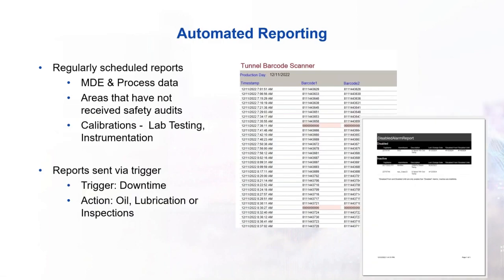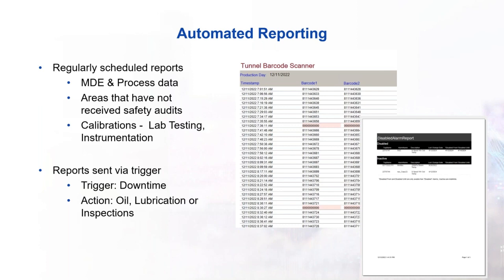Automated reporting. Obviously, everybody's busy, and the easier you can put information in front of somebody, the better. So you can schedule reports, manual data entry, and process data. Reports can highlight areas that have not received safety audits. You can do calibration reports for lab testing and instrumentation, so you can keep track of that kind of stuff.